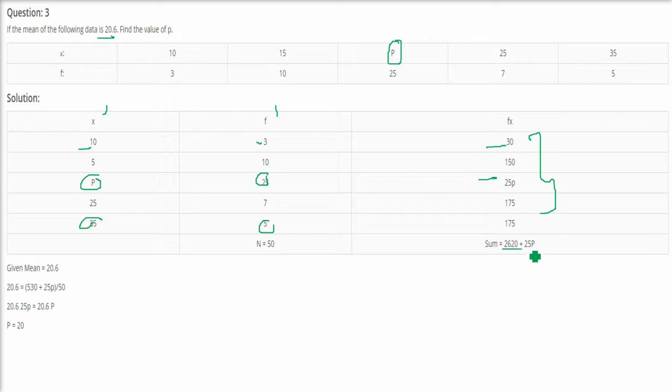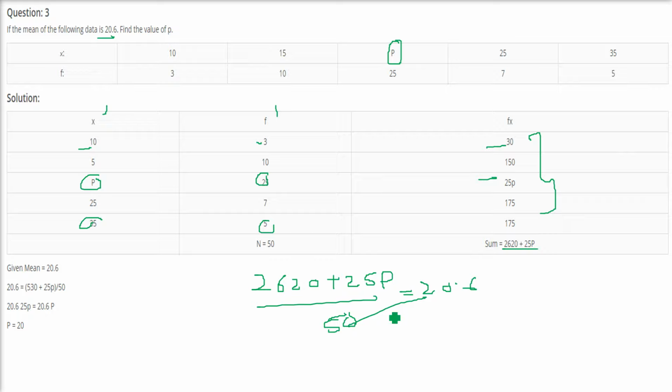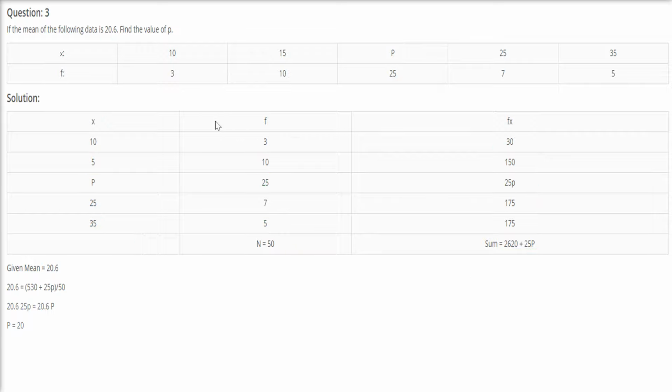So this will come as 2620 plus 25p. Now this 2620 plus 25p is your sigma fx. What is sigma f? It is 50. And what is the mean given? 20.6. So we multiply 20.6 with 50, subtract 2620 from it and divide by 25, and you get p equal to 20.